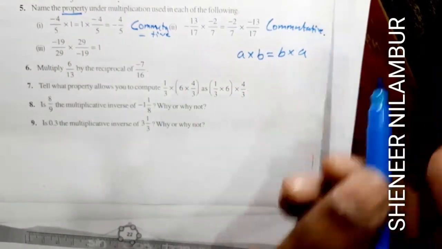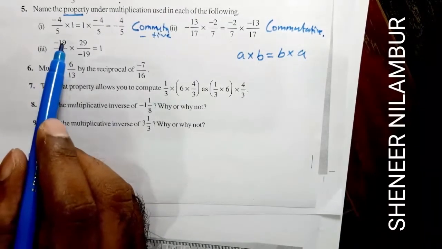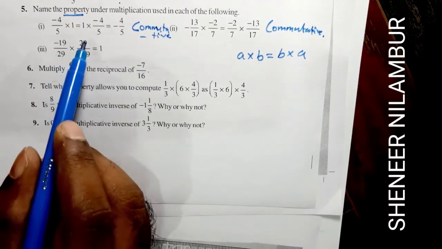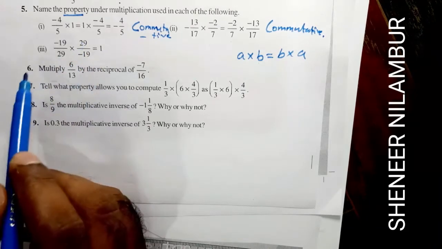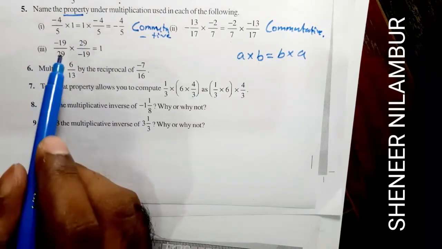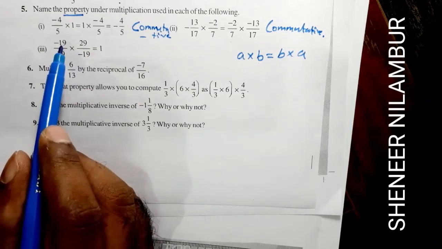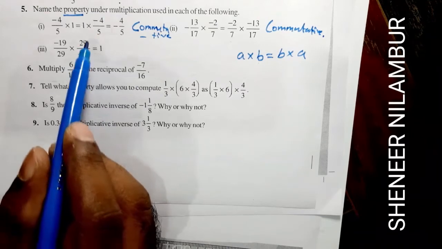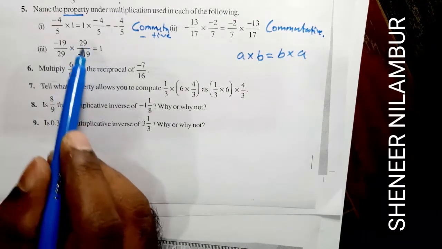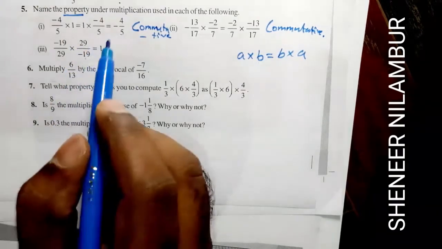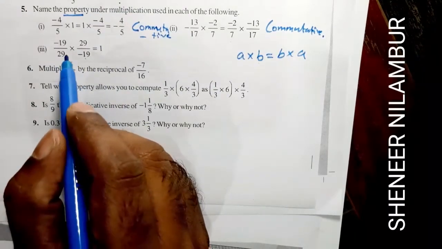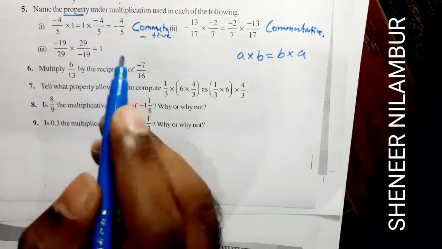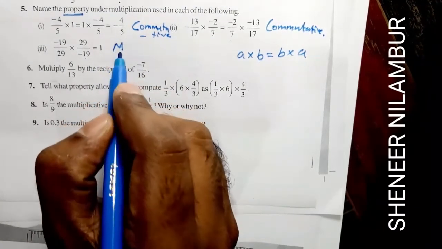Commutative property. Here minus 19 by 29 into 29 by minus 19 is equal to 1. Here what happened? This number on the numerator came to the denominator. In such a way we are making its inverse. So what property did we use here? Multiplicative inverse, and we get the answer identity 1. So we can say here multiplicative inverse.